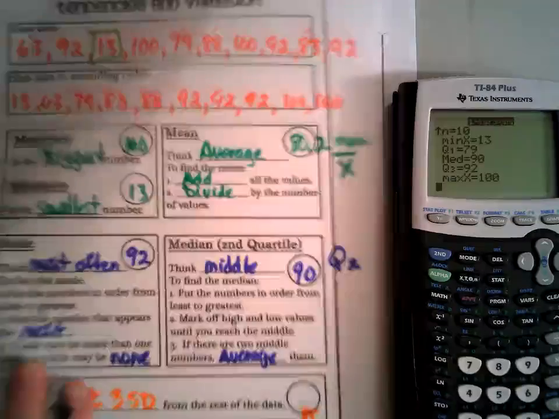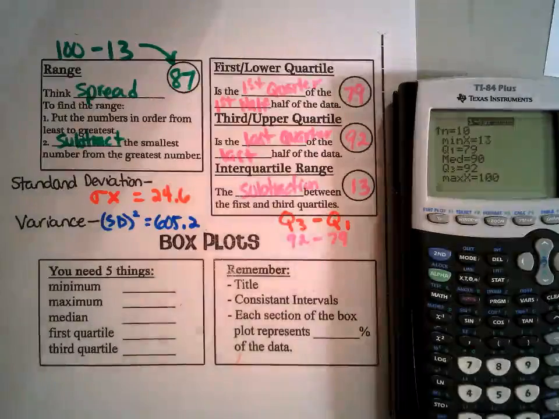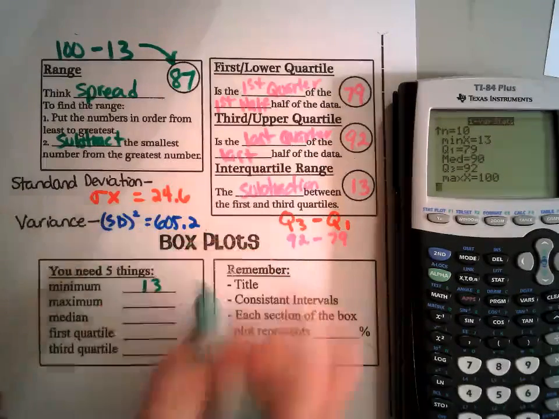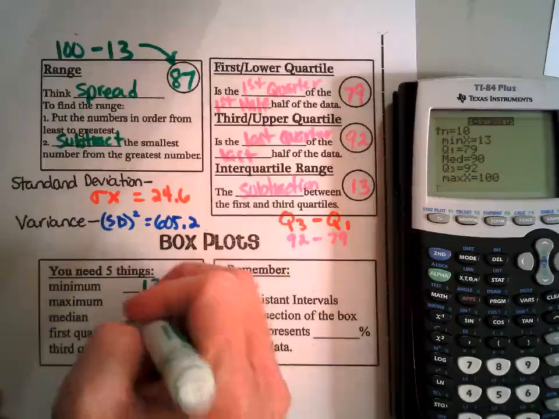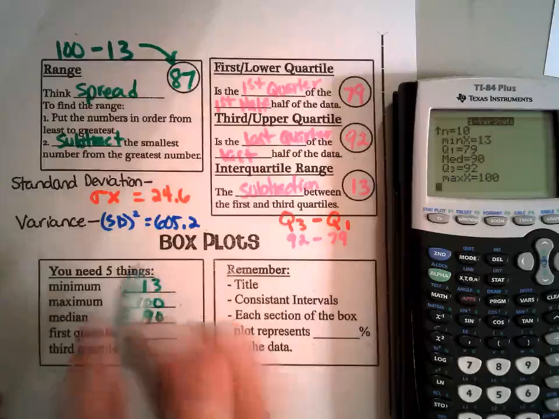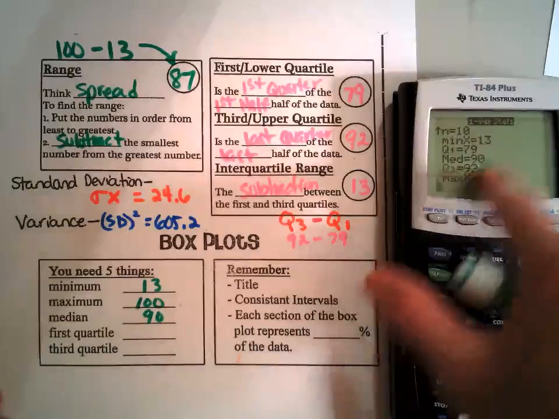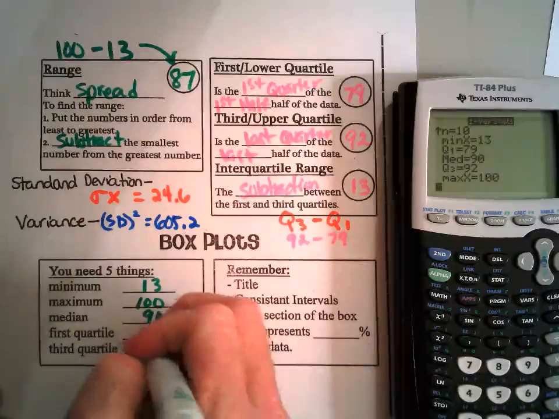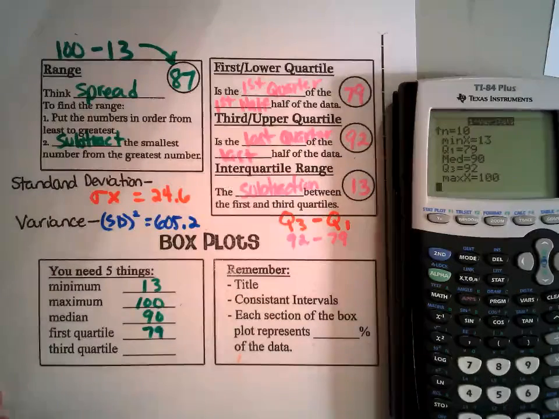So, I've got them over here. All right, so we have our minimum, which is 13, our maximum, which is 100, our median, which is 90. It's all given to you on this screen. The first quartile is 79, and the third quartile is 92.